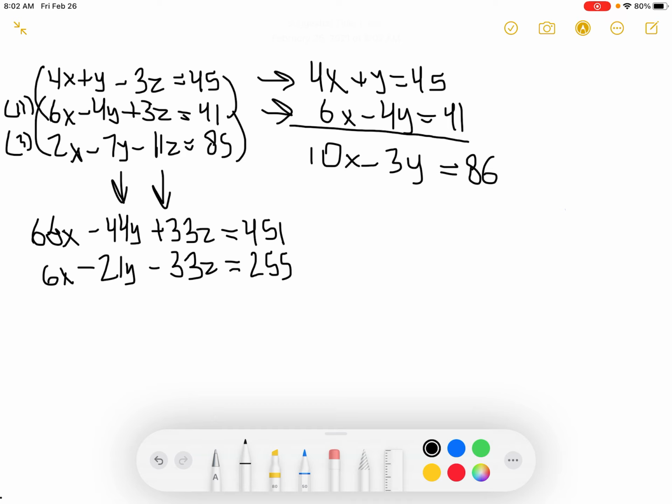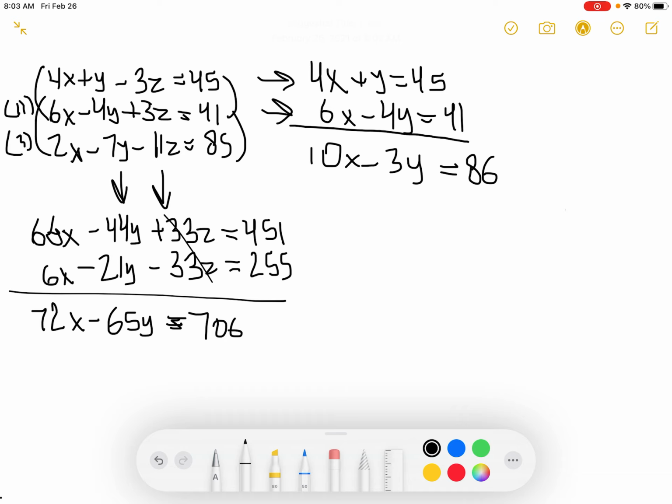Okay, now, like with this one, we need to simplify. So we have 66 plus 6 is 72x. Negative 44 minus 21 is negative 65y. The z's cancel out. Then we have 451 plus 255 is 706. Okay.